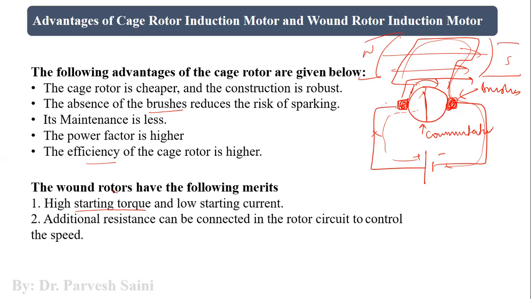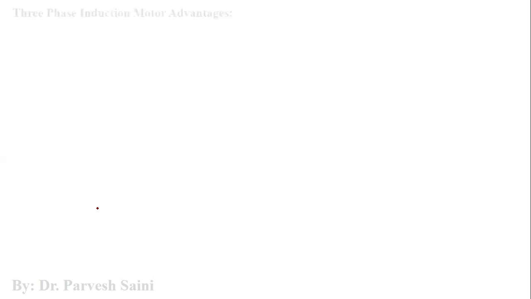Now it has high starting torque, but because of the resistances, because of the rheostat, which is connected to the three-phase winding through the slip ring, this motor has low starting current, because those resistances are used to limit the starting current. So these resistances also provide a precise control of the speed of the rotor in case of a three-phase induction motor.